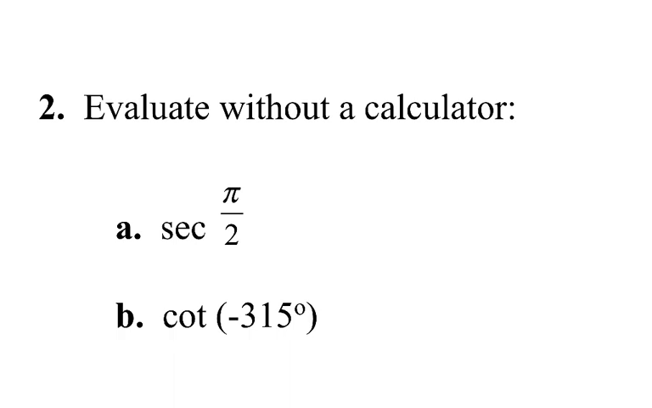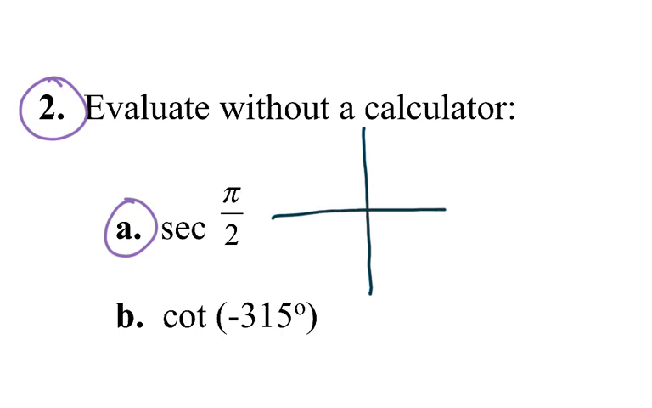What else? Oh, these all look really good. How about 2a? This is review 5, number 2a. Pi over 2. Okay, pi over 2 is 90 degrees. Here we go. And again, we're on the axis. So remember your point, 0, 1.